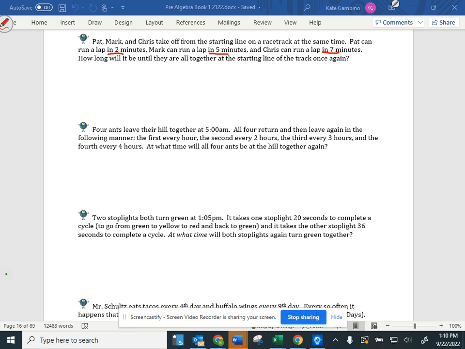Because we might get something like, at what time will both stoplights again turn green together? So I'm looking for a time. So here it's in seconds, and here it's in seconds. I don't want your answer to be in seconds. You have to do an extra step. You have to see how many seconds have gone by. So how many minutes would it be? If we're starting at 1:05, what time are we at now?